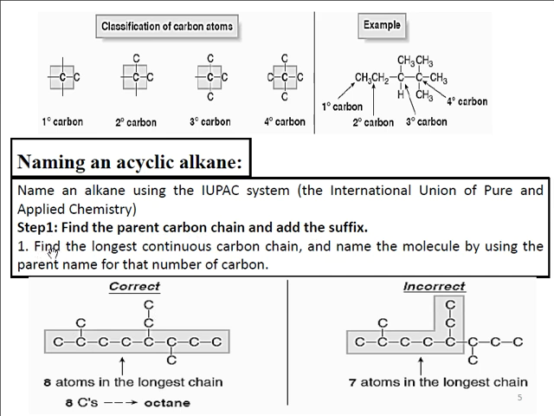Find the longest continuous carbon chain. This one is 1, 2, 3, 4, 5, 6, 7, 8, but this one is 1, 2, 3, 4, 5, 6, 7, no, this is not correct. This is 7 carbons, this is 8. That means we find the longest continuous carbon chain and name the molecule using the parent name for that number of carbons. For 8 carbons, it will be octane. This one is 7, not correct. And be careful, students: it does not matter whether the chain is straight or bent, but we want to find the maximum number of carbons for the longest chain.